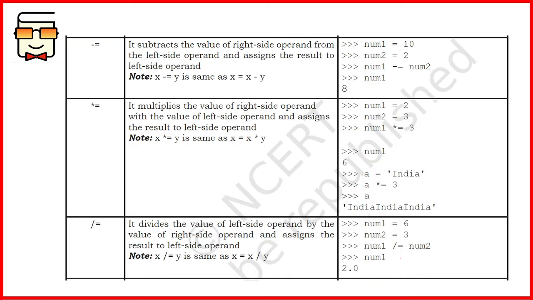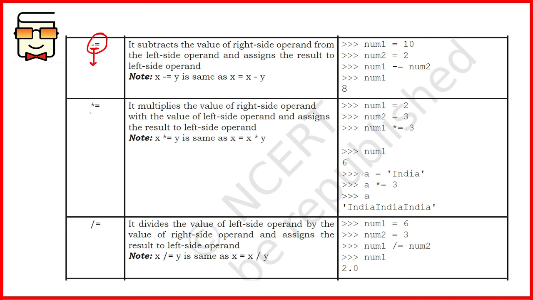Okay. Similarly, the minus equal to operator. Now remember that the minus equal to assignment operator cannot be used with strings, because the minus operator does not have any meaning when it is used with strings. It can be applied only in the case of numeric values.